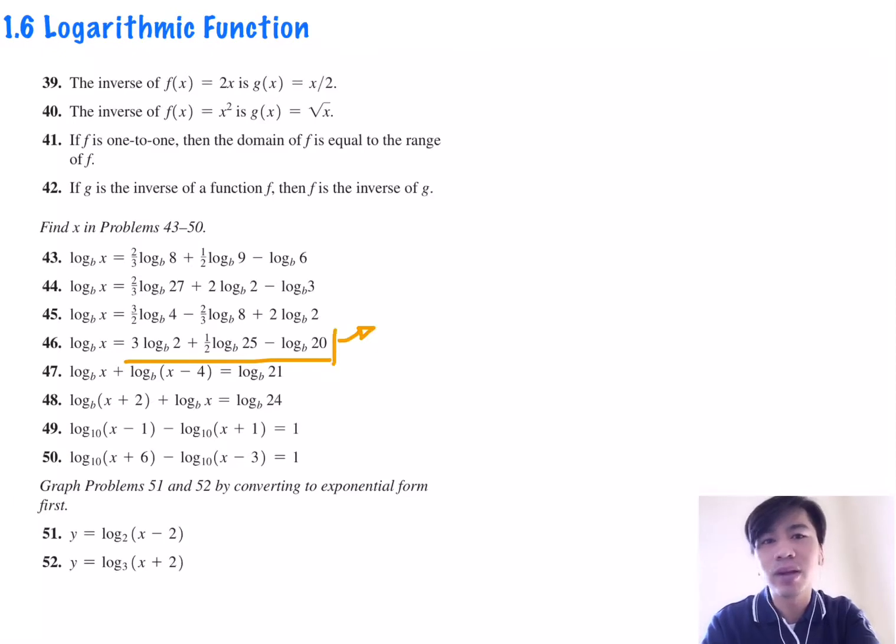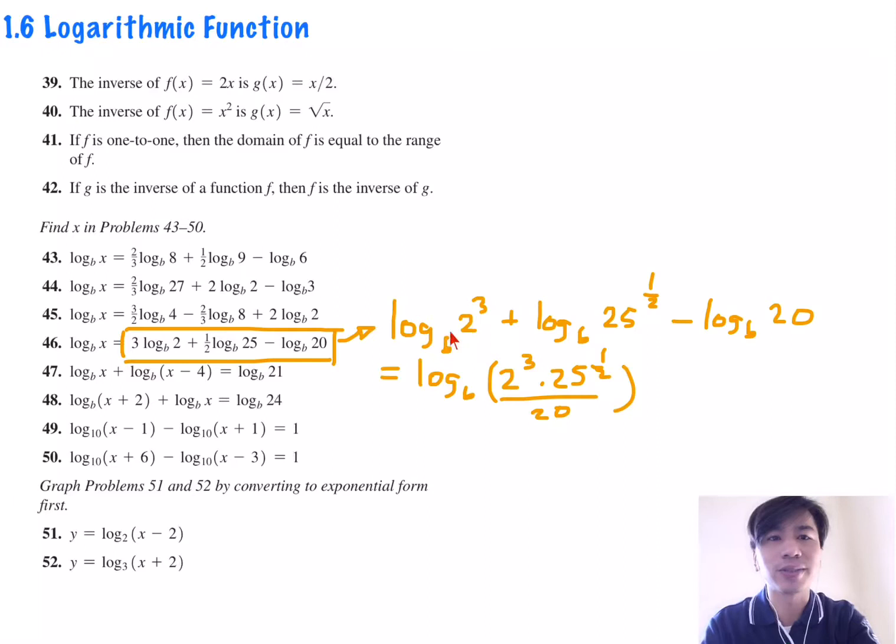Let's have the next. So number 39 up until 52. Is this the last one? Let me check. Apparently it's not. We have one more page. Okay, so number 46.